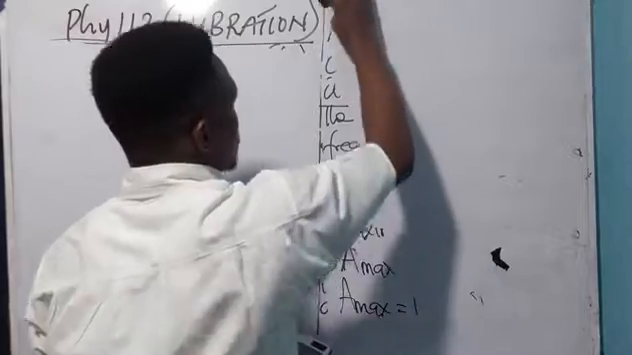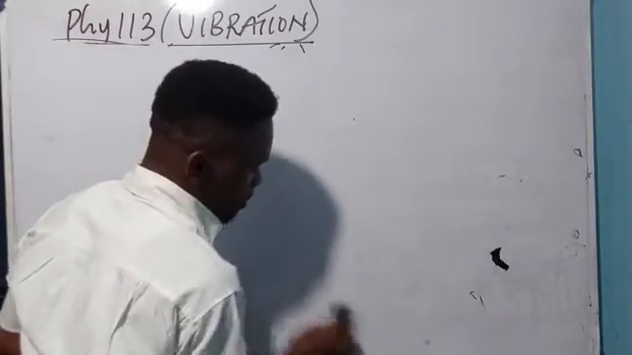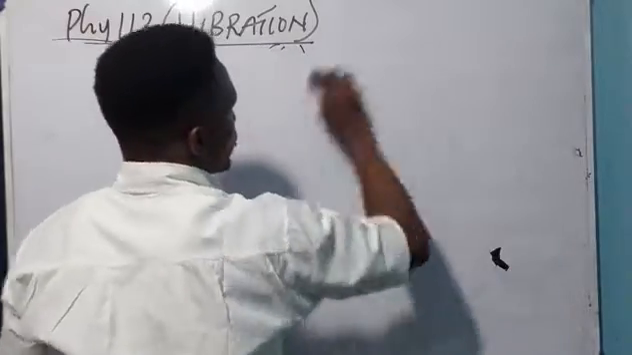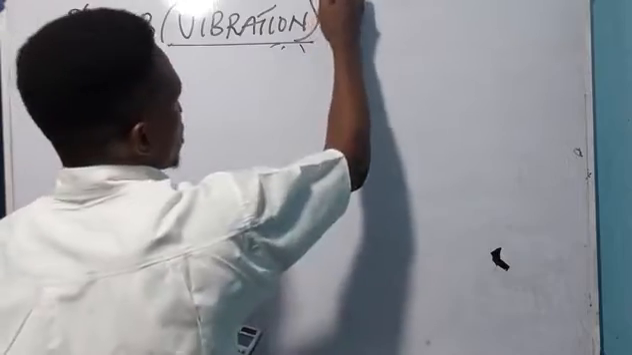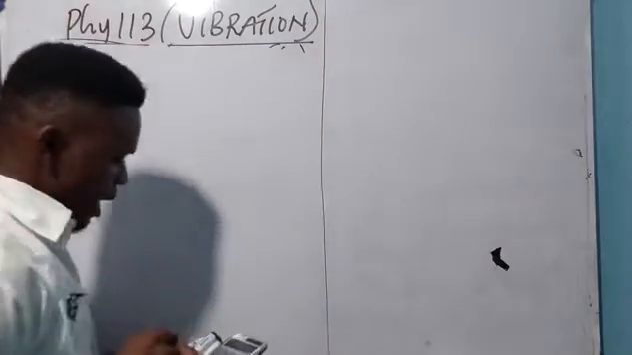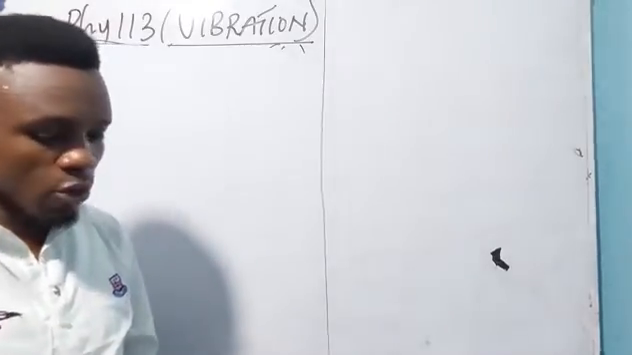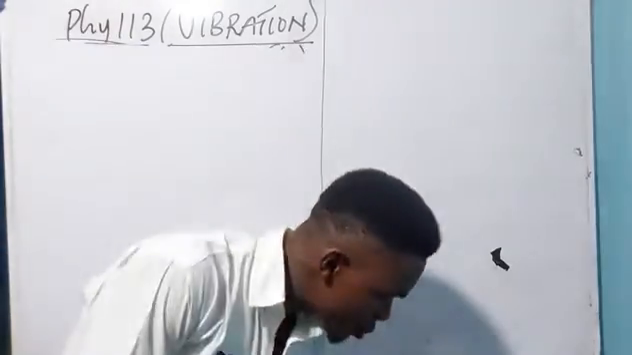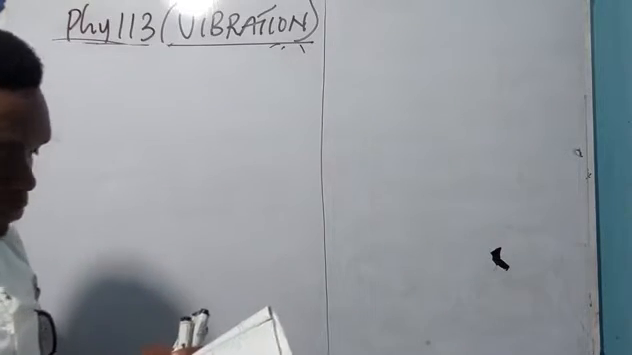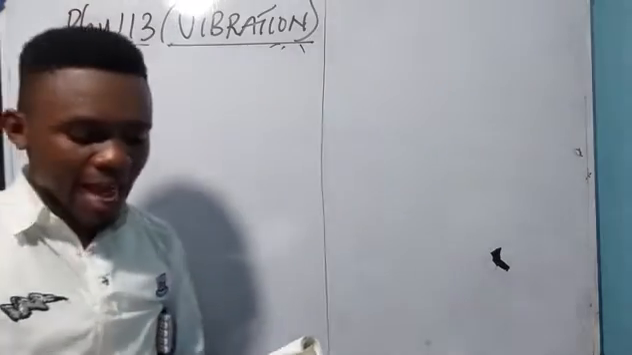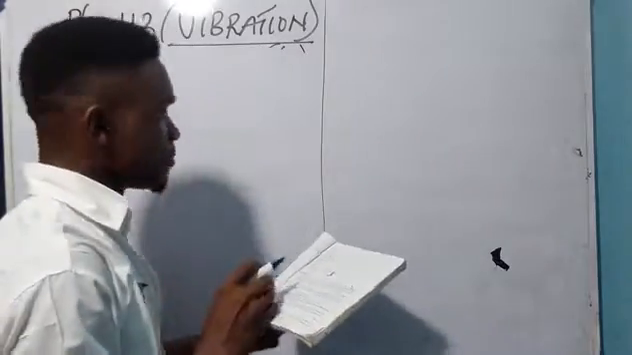Don't forget, I said period means the time taken for a wave particle or an object or a body to make one complete oscillation. Do not forget that. And I said the maximum displacement of a wave particle from its equilibrium point is called amplitude. Right, so let's solve this question together. We have solved question 1 and 2. So number 3.